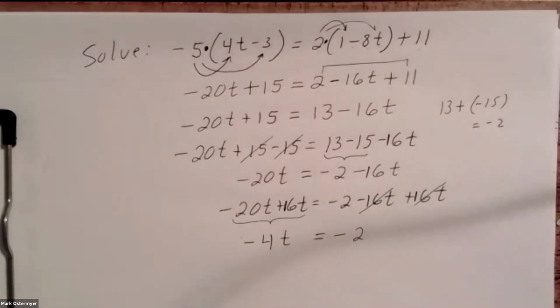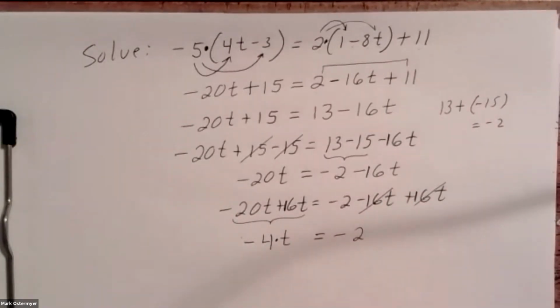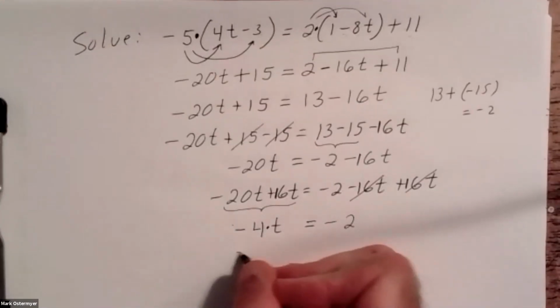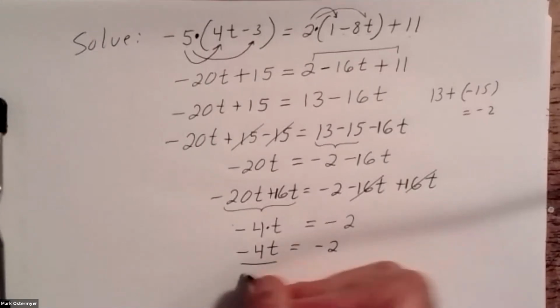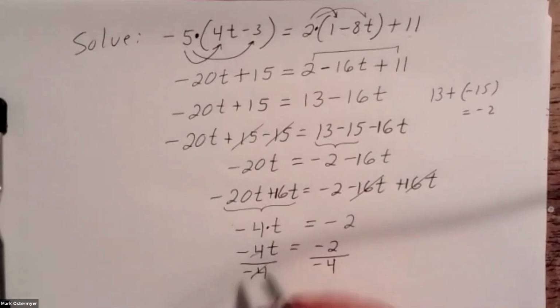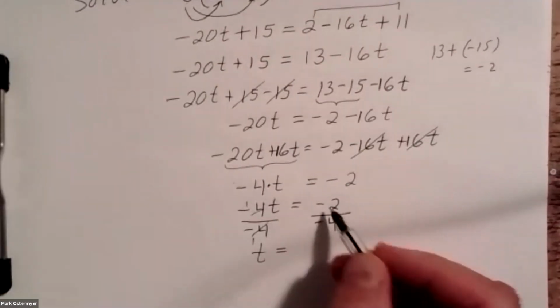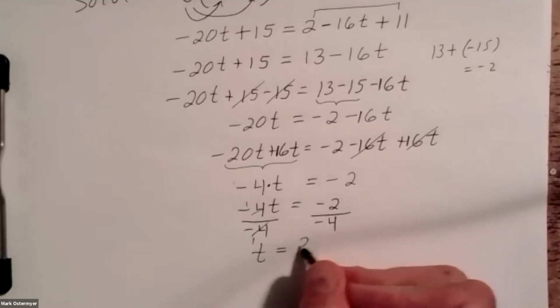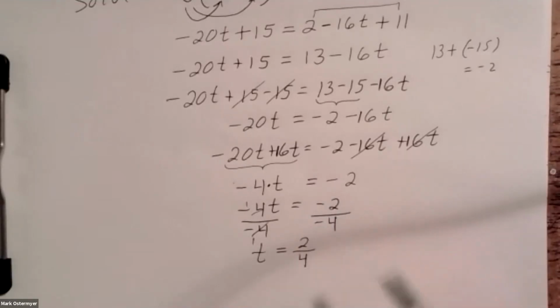All right, one last step. How do we get t by itself? Divide both sides by what? -4. You are correct, by -4. -4t divided by -4 reduces down to 1t, or just t. And -2 divided by -4 is as good as saying a positive 2 over 4, correct? Because a negative divided by a negative is a positive.